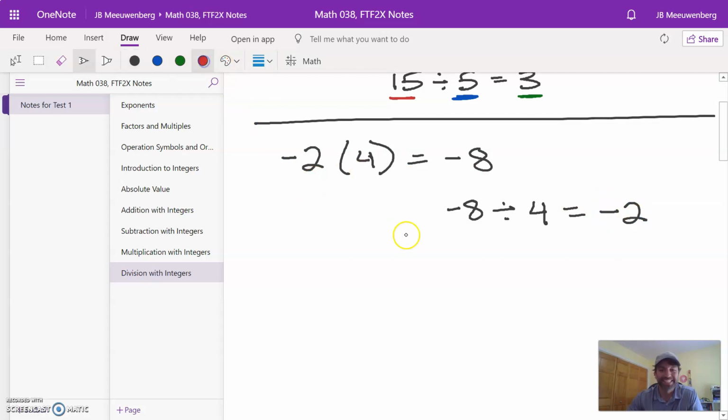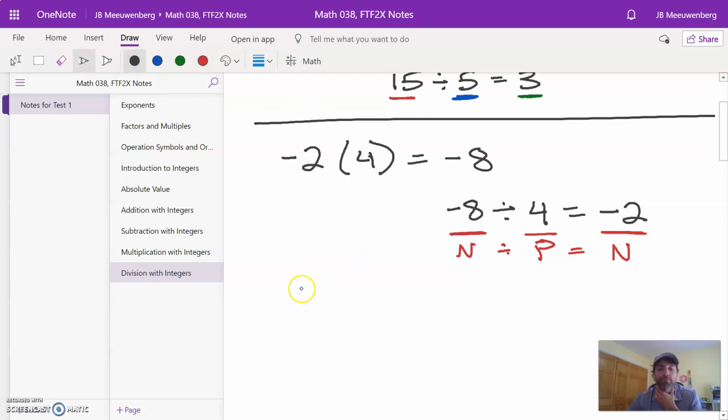So let's examine this. We had a negative number divided by a positive number, and that gave us a negative answer. So just like in multiplication, when one of the two numbers was negative, our answer was negative. Hey, that's cool.